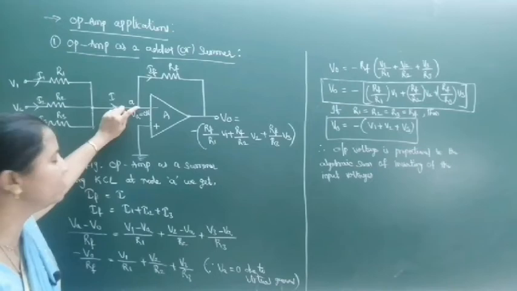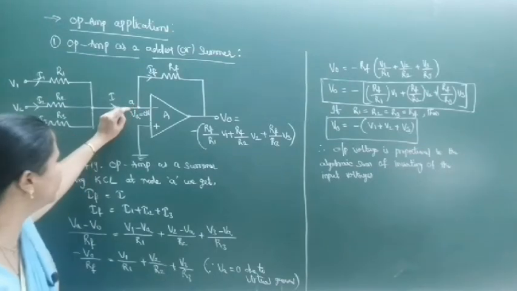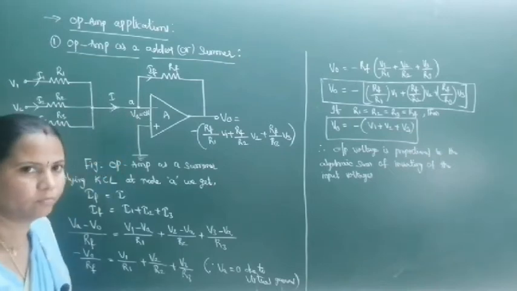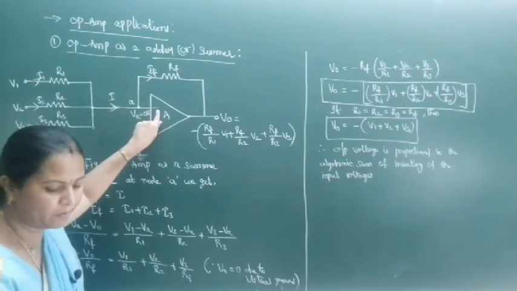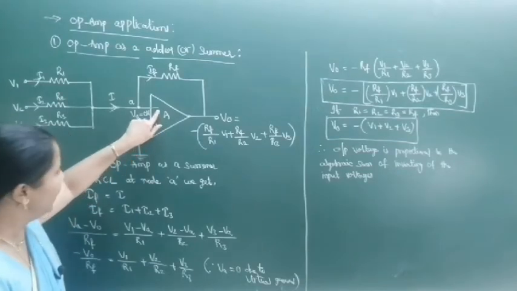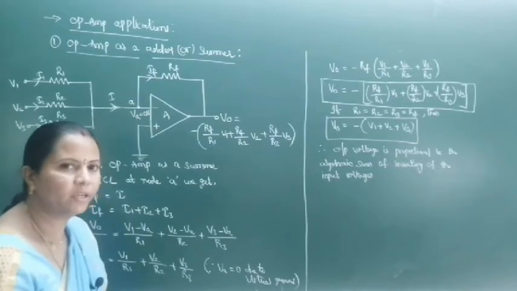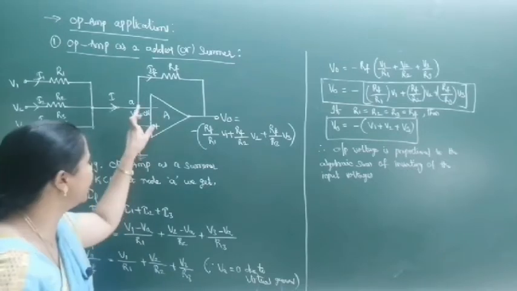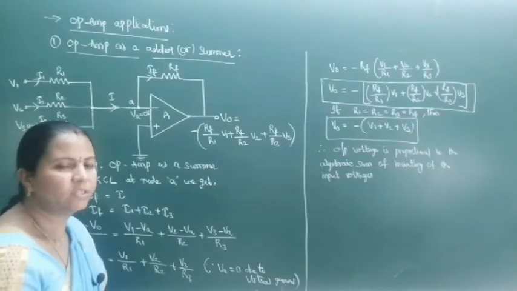Here A is nothing but a node or junction. The voltage at junction A, VA, is equal to 0. This is nothing but virtual ground. So the inverting input of the operational amplifier is at virtual ground. What is the meaning of virtual ground? If you are giving equal inputs at the inverting and non-inverting terminals, then there is no current flowing through the circuit.